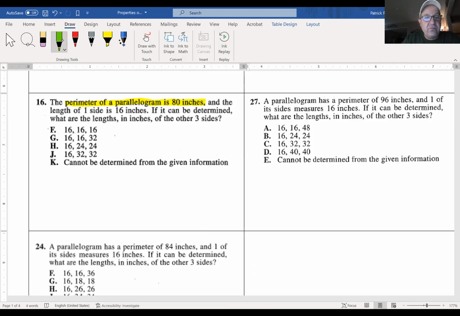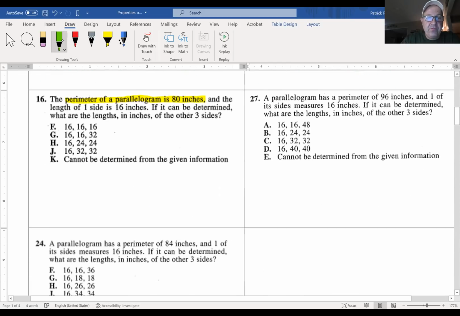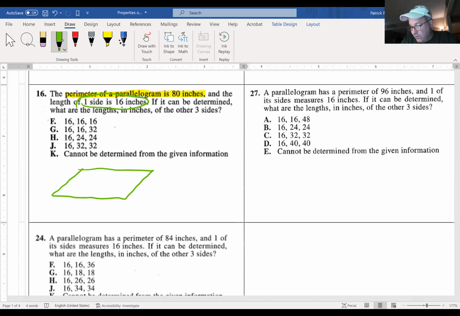So what we should do is we should draw a parallelogram. Now, earlier, we just saw what a parallelogram looks like, right? This is a parallelogram. So I'm going to draw that as best I can. Now, we're told that one side is 16. Well, if one side is 16, the opposite side also has to be 16, right? Because it's a parallelogram, opposite sides parallel. And it wants to figure out the other 2 sides.